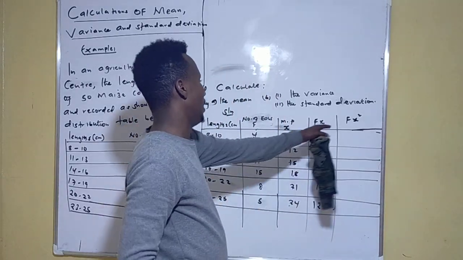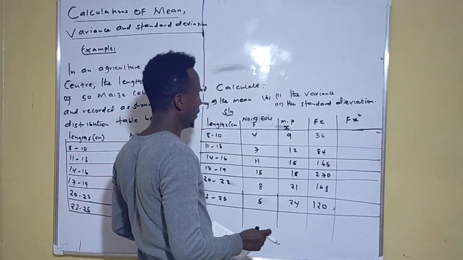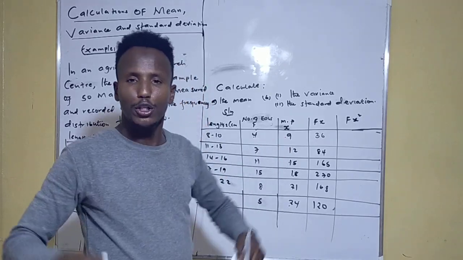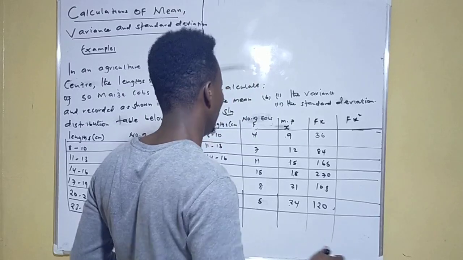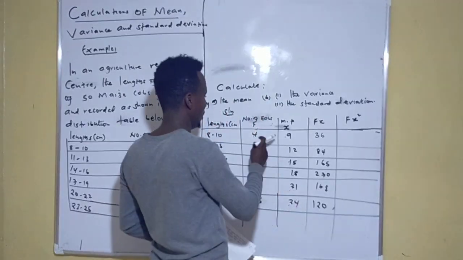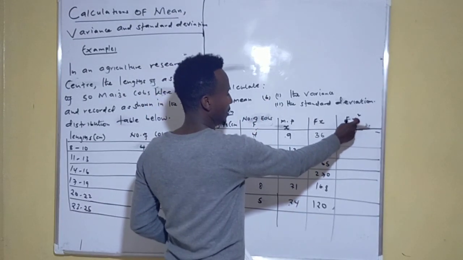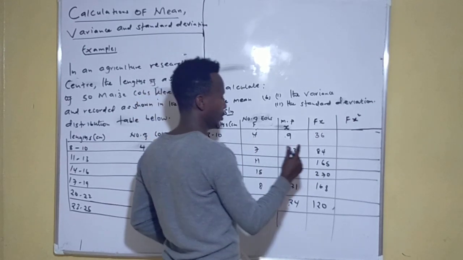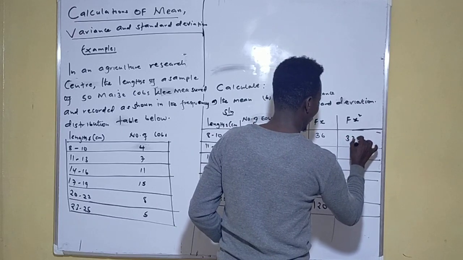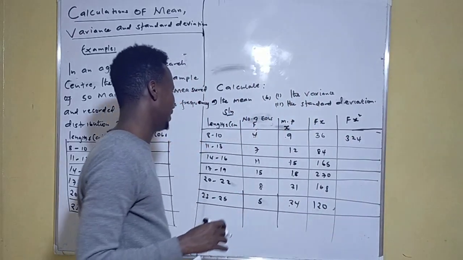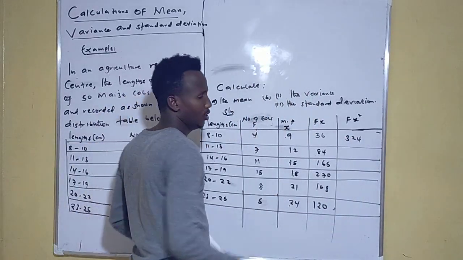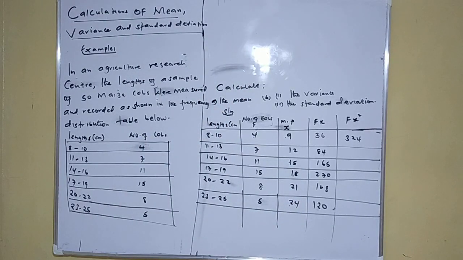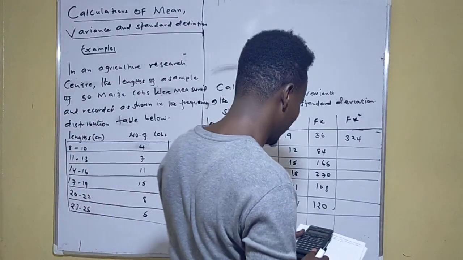Then we need to get fx squared. So we're going to say fx squared means f multiplied by x squared. In this situation, what is squared here is x. So 9 squared is what? 81. 81 times 4 is what? 324. Please understand this thing. Again, let me get the calculator.